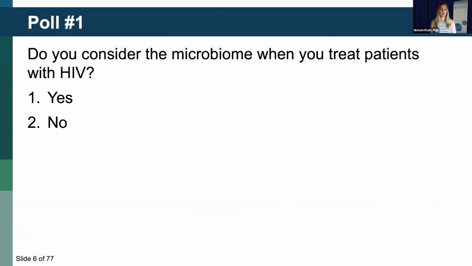So the first poll is, do you consider the microbiome when you treat patients, if you do treat patients with HIV, and if you do not treat patients and do research, do you consider the microbiome in your HIV research? Give everybody a second to answer that. So I'm actually impressed, 39% said yes, and 60% said no. And we'll come back to this at the end.